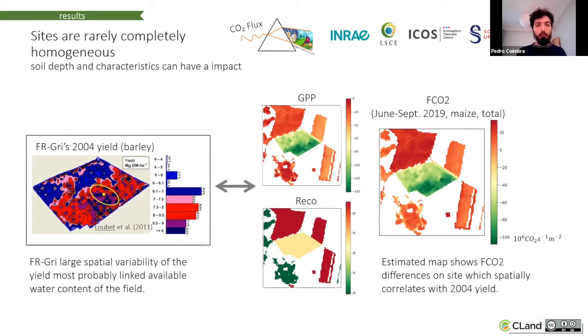Just before, I talked about Grignon and said that I presented it as a homogeneous site, but we know that this is not completely the case. Here we have a study from 2004 showing the yield of the site, and we can clearly see that there are differences. There's a large spatial variability that's most probably linked to the water content. When we run the inversion and all that I showed just now, we get these maps on the right. This is for another year, for another crop, but we can still see the same kind of spatial correlation between both, indicating that this should be something intrinsic to the site, to the soil, and showing the importance of also understanding these heterogeneities.